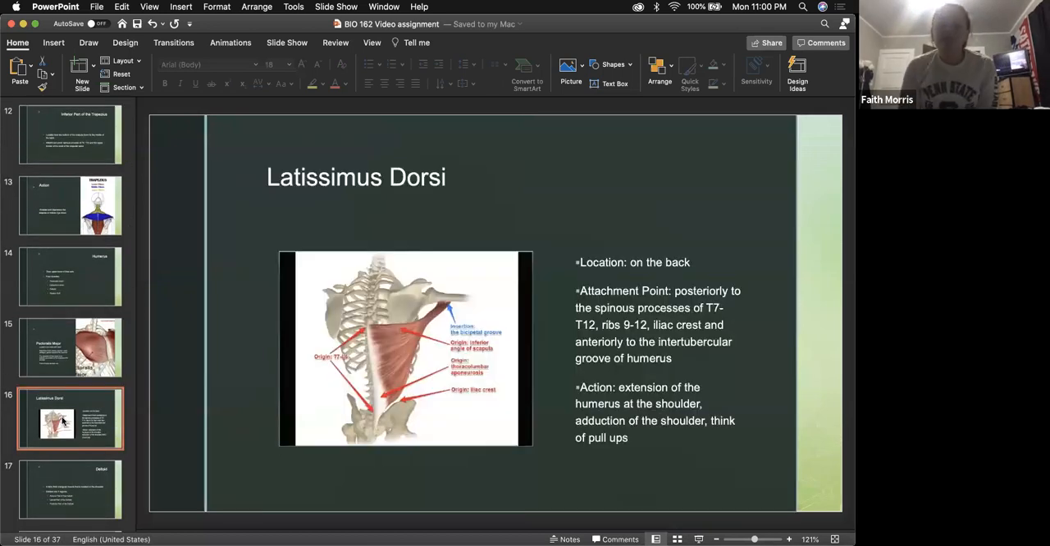Next is the latissimus dorsi. This is located on the back, and it attaches posteriorly to the spinous process of T7 through T12, ribs 9 through 12, and the iliac crest, and then it anteriorly attaches to the intertubercular groove of the humerus. So it comes up around, like, down here. Its actions are extension of the humerus at the shoulder and adduction of the shoulder. So think of things like pull-ups and anything like that.